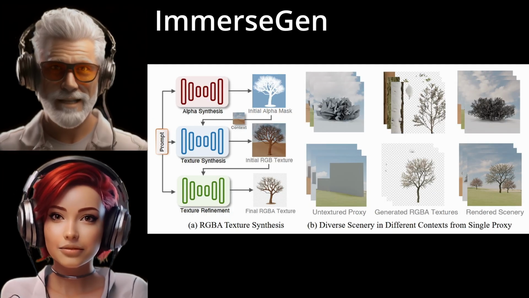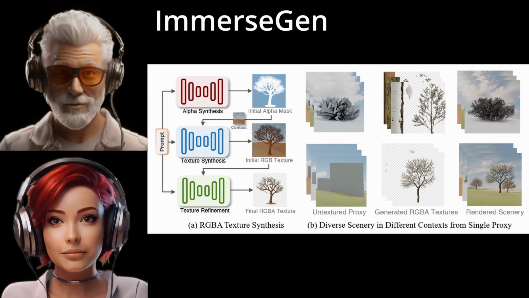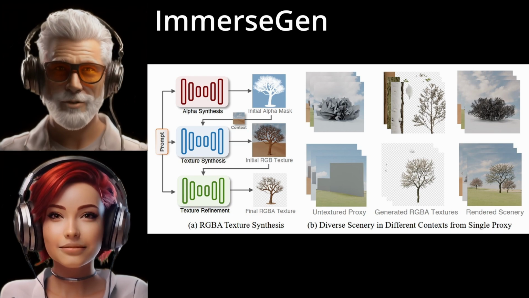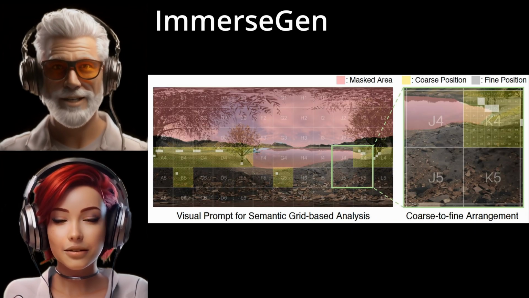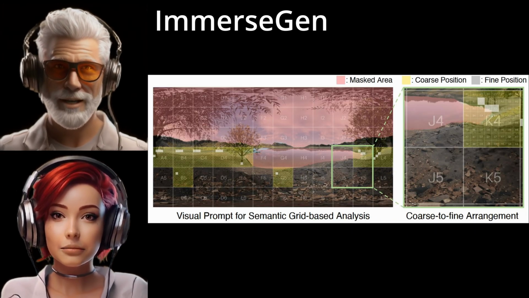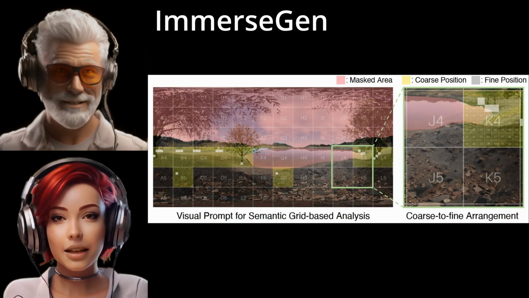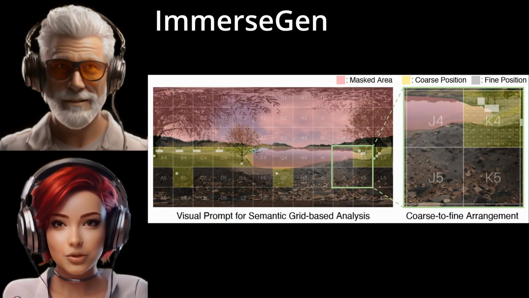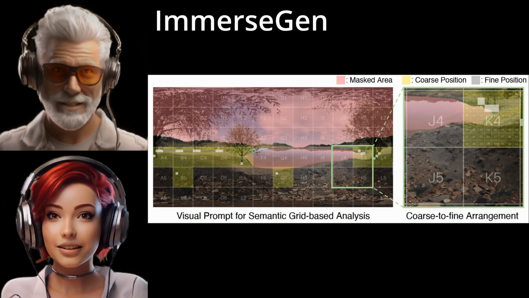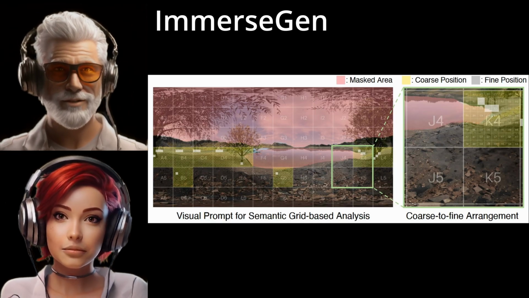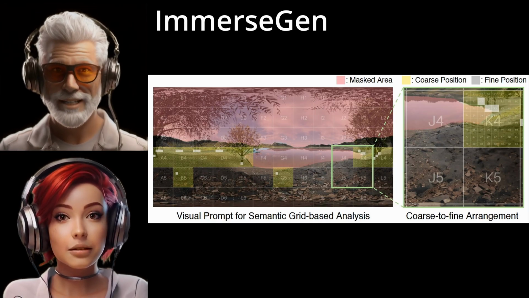Then what? Then other specialized AI agents take over. One selects a suitable base terrain from a library. Others guide that texture generation process we talked about, making sure the textures fit the context. And they place things, too, like trees and rocks. Yes, and this is really clever. They use what the paper calls a semantic grid-based analysis.